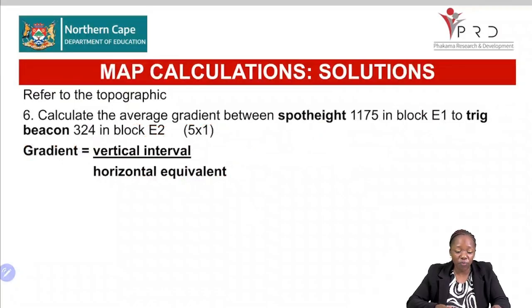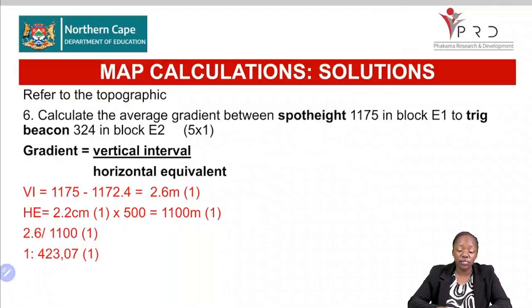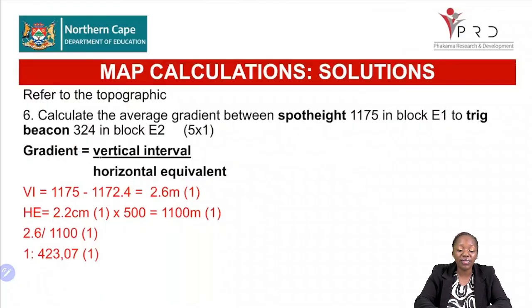My learners, I hope we are still together. So let us look at our correction. As we are calculating the gradient, we are looking at the points that we are given. We are given spot height 1175 and the trig beacon 328 in block E2. So what you do, you first work out the vertical interval, and then after it's the horizontal equivalent. Then you come back. So let us see. What happened is you are given the spot height 1175 as well as the trig beacon 328.